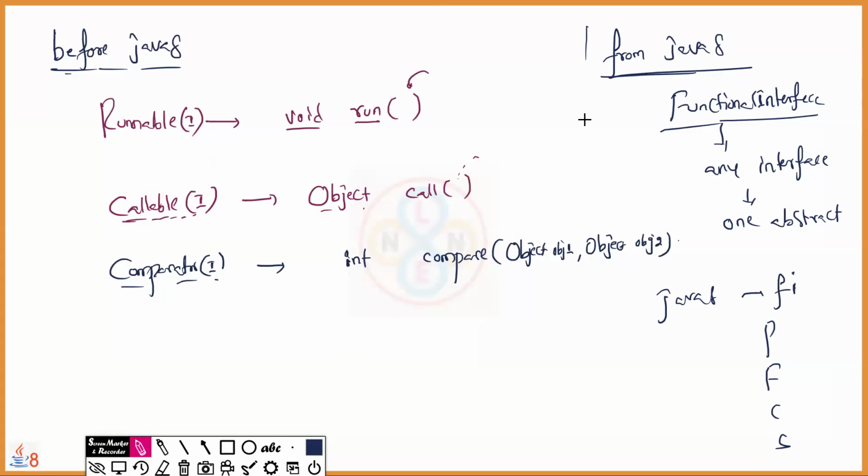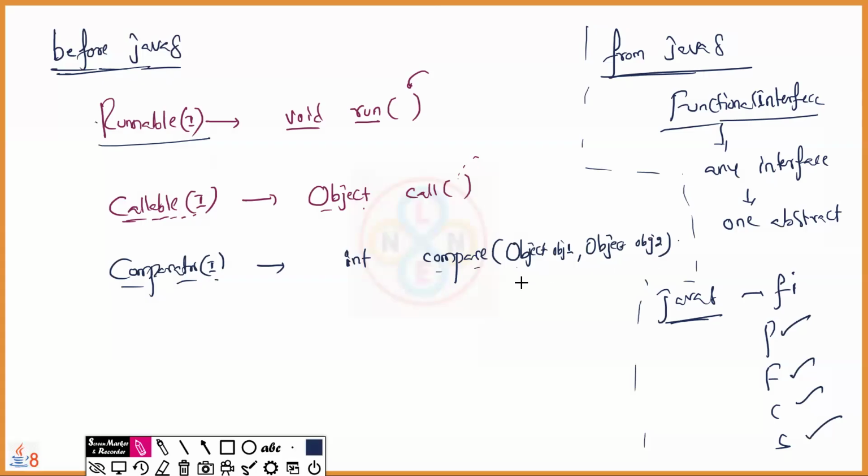So from Java 8, we have the functional interface concept, where Predicate, Function, Consumer, Supplier are introduced in Java 8 only. But before Java 8 also we have a few interfaces which have only one abstract method. Therefore, we can also use them like functional interfaces from Java 8 onwards. Hope I'm clear.